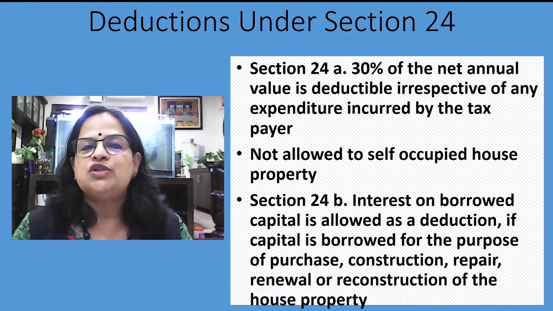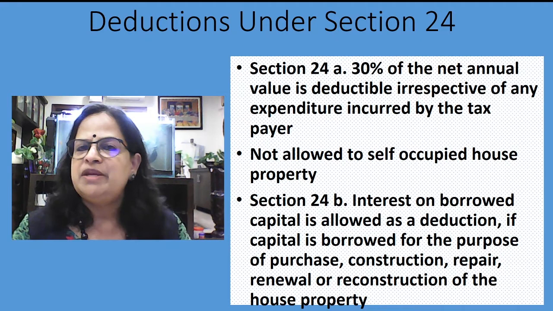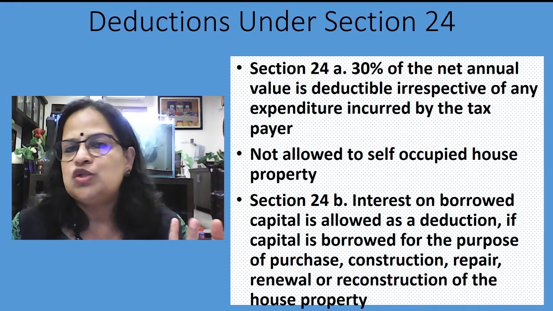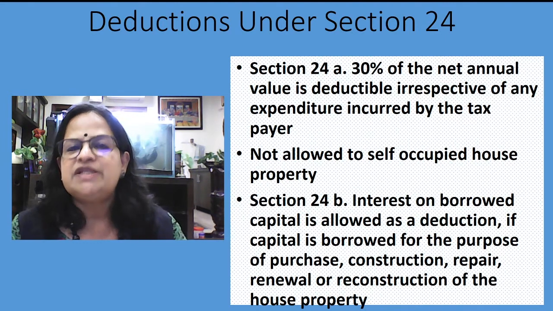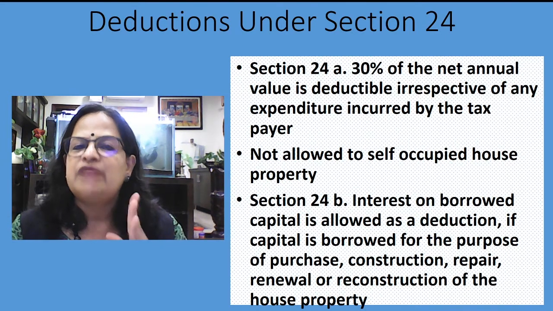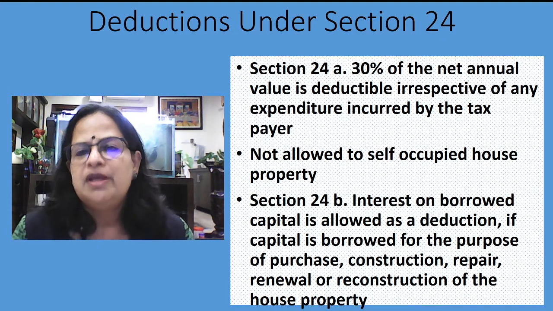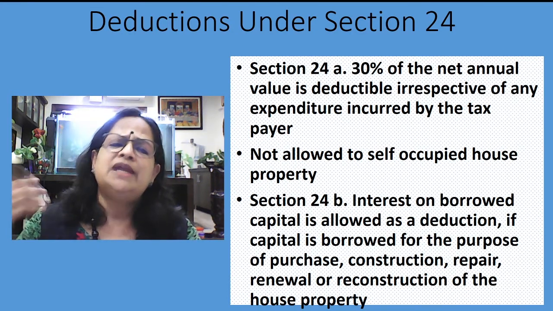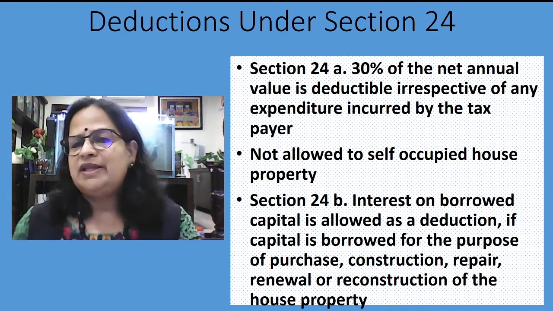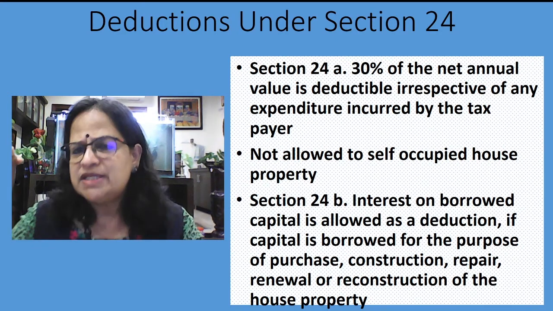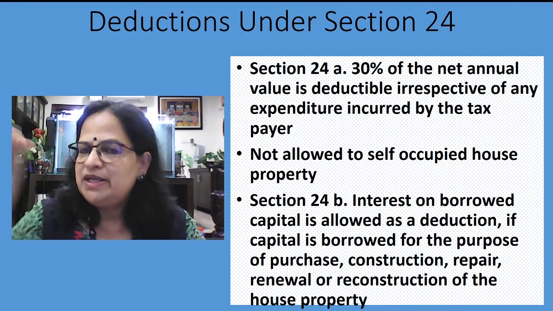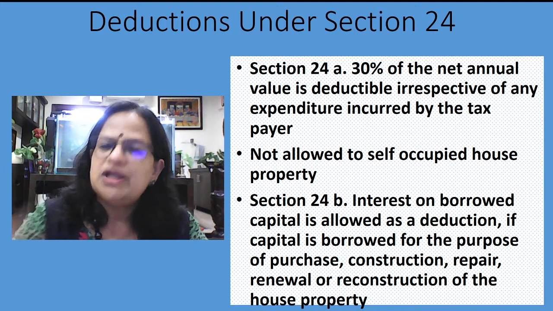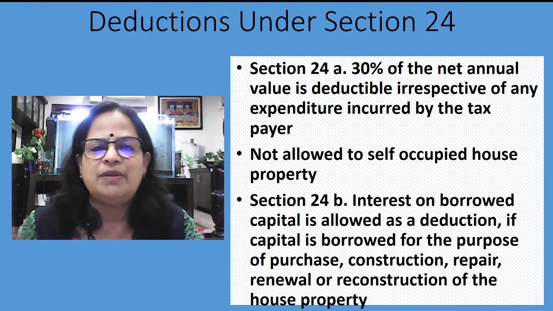Now deductions under section 24 are very, very important. They will ask you for 2 marks also. One thing you have to remember: under section 24A, 30% of net annual value is deductible irrespective of any expenditure incurred by the taxpayer. The owner will claim that he incurred this and that, but we will not look at that. It is a flat 30%, whether he has claimed some expenses or not, only for let out house property. We have explained in the slide. The second point is that I told you this 30% is not allowed to self-occupied house property.